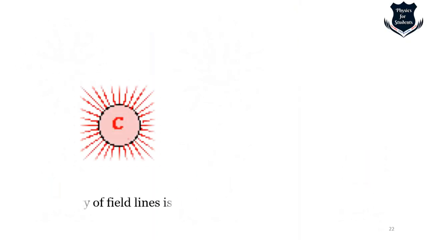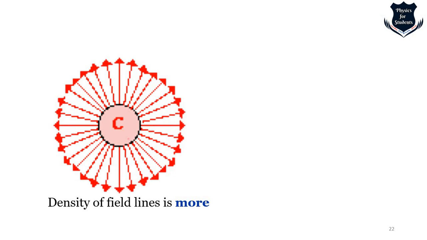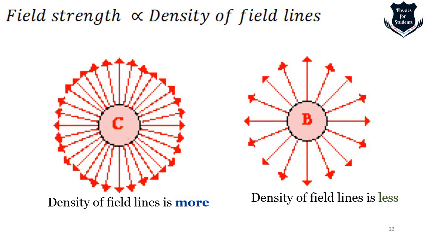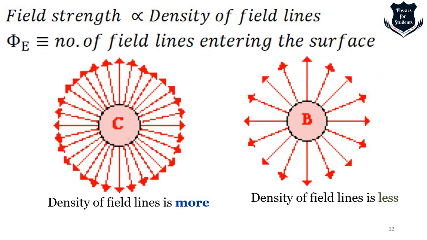Further, you see the density of field lines is more here, radially moving out and out. So here the density is more, and here the field density is less. Compared to those, you can visualize the density as more and less. So I can say that field strength is more or less proportional to the density of field lines, which is more or less equivalent to the number of field lines entering the surface.